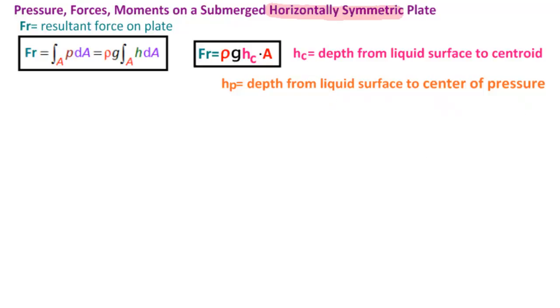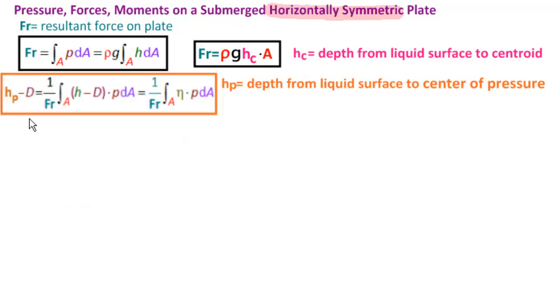Now the basic formula for that is HP minus D, the depth of the plate, equals 1 over FR, where this is the resultant force, times the integral over the plate of (H minus D), that means you go down to where the plate starts, times P dA. And if you remember from our previous video, we described H minus D using the variable eta. So eta is the depth from the top of the plate A down.